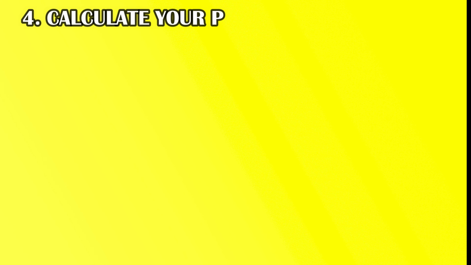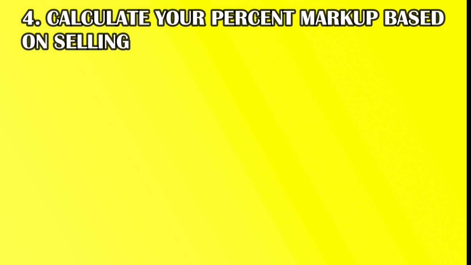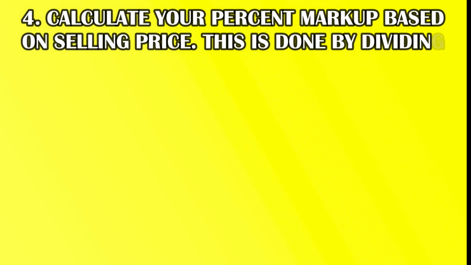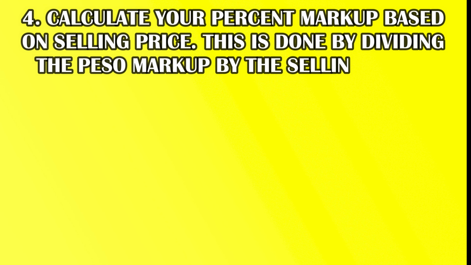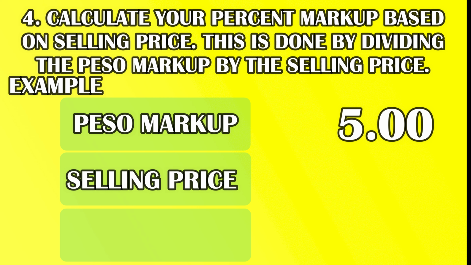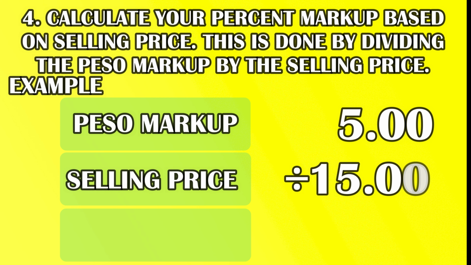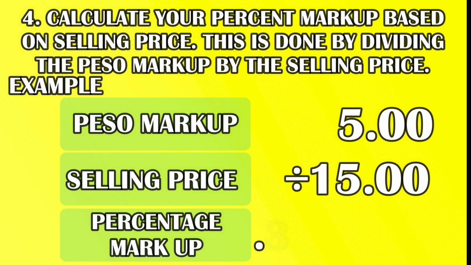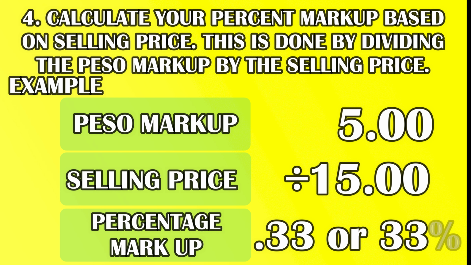Number 4, calculate your percent markup based on selling price. This is done by dividing the peso markup by the selling price. Peso markup is 5 pesos divided by the selling price of 15, and the percentage markup is 0.33 or 33%.